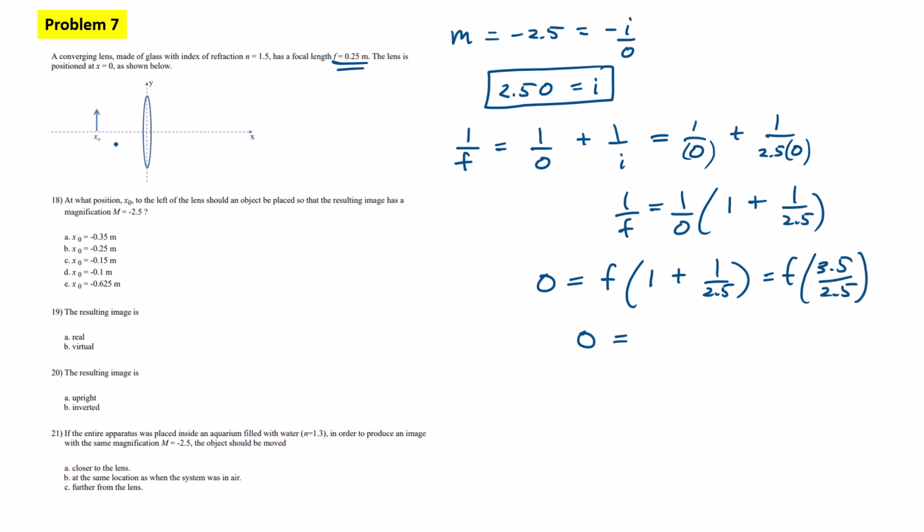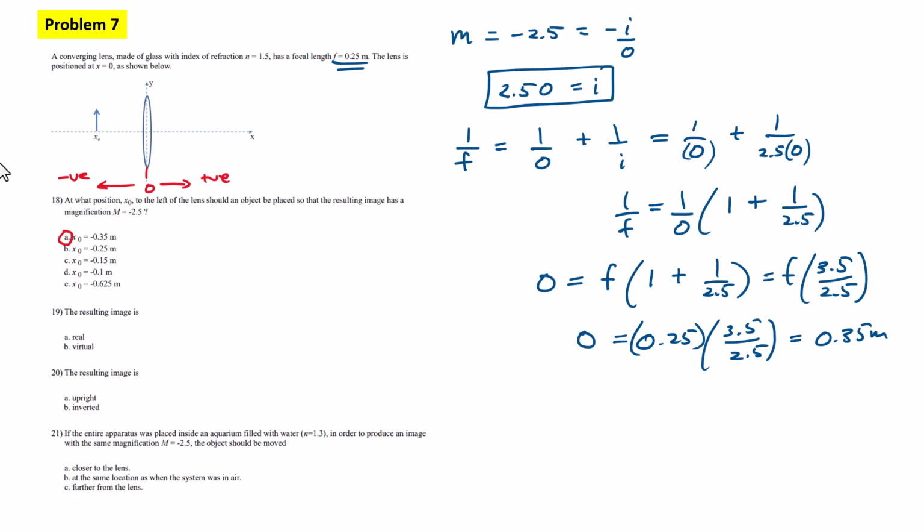Now we substitute. The focal length is 0.25, multiplied by 3.5 divided by 2.5. At the end, you substitute in all our values, and I should get a distance O, which is 0.35 meters. Now you look at those choices. There's only one choice that has 0.35, and that is choice A. Here they're looking for a coordinate, and the 0 is at the position of the lens, so everything on this side is negative and everything on this side is positive in terms of their coordinates. But A is the correct answer for this.